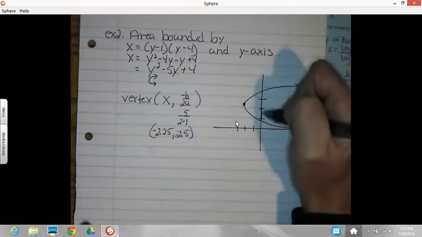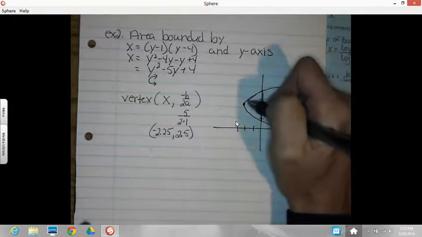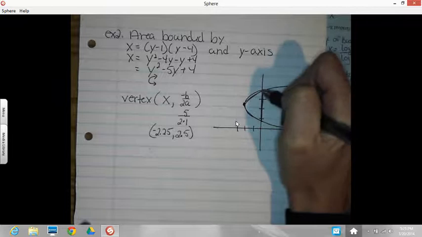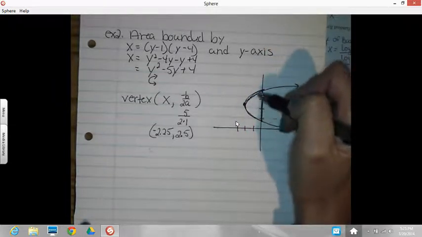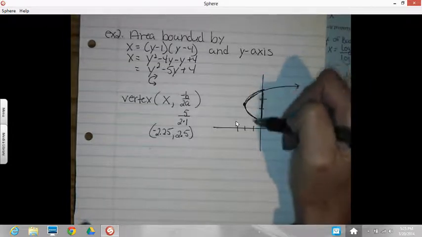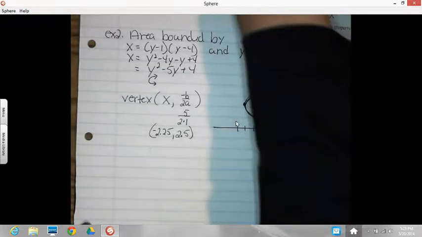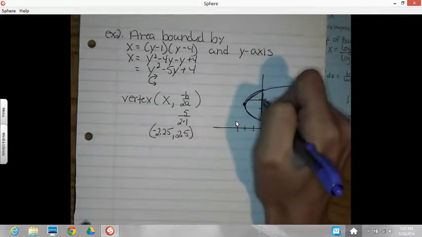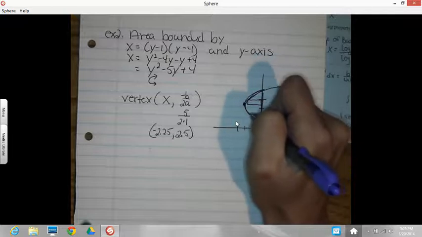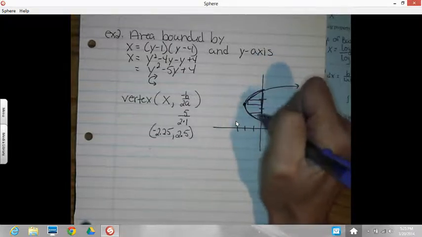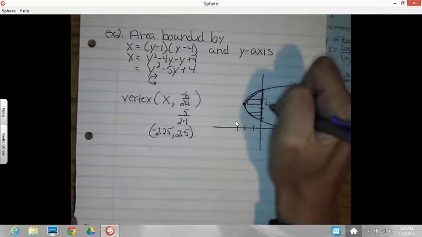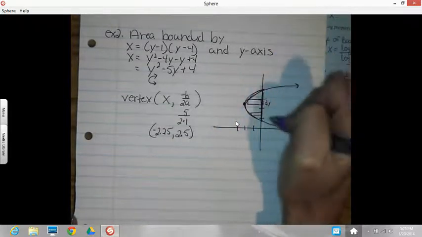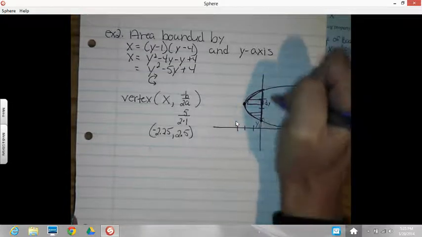Next thing I need to do is draw in my rectangles, and I can definitely see I do not want them in a vertical position. That'll make the parabola touch itself. Don't do that. If I draw them in a horizontal position, I'm good to go. I've got the y-axis on the right and the parabola on the left. So now I know my width is a dy, that little distance. I need y boundaries, y1, y2, and I want my height in terms of y.